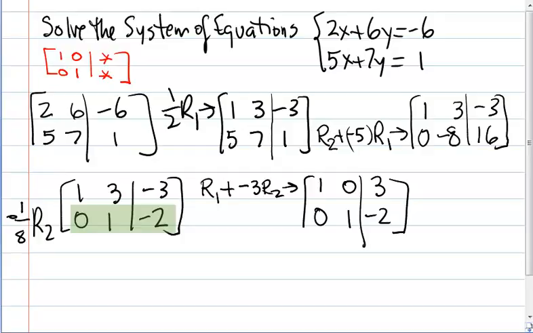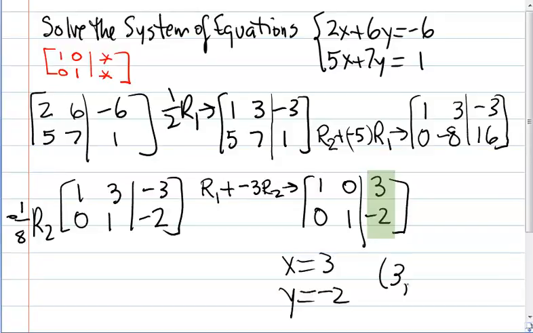And here I see my solution sitting right there. X equals 3, y equals -2, and I can write it as an ordered pair, (3, -2). If I substitute that point back into my equations, it will satisfy both of them.